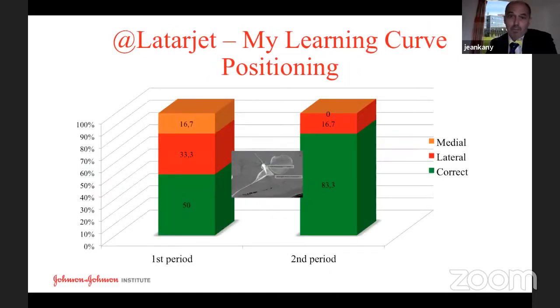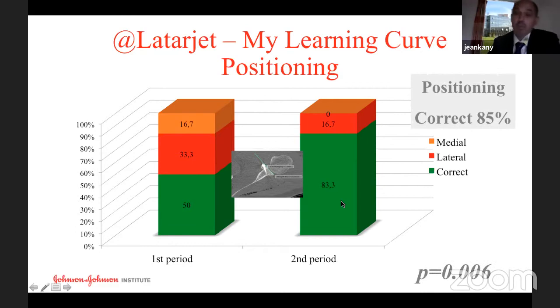Positioning of your bone block. In fact, during the very beginning, these are my first 30 cases, and these are my cases after my 70th case. You can see that you improve your own technique a lot after 50 cases. And now the positioning could be qualified as correct or quite perfect in 85% of my procedures.